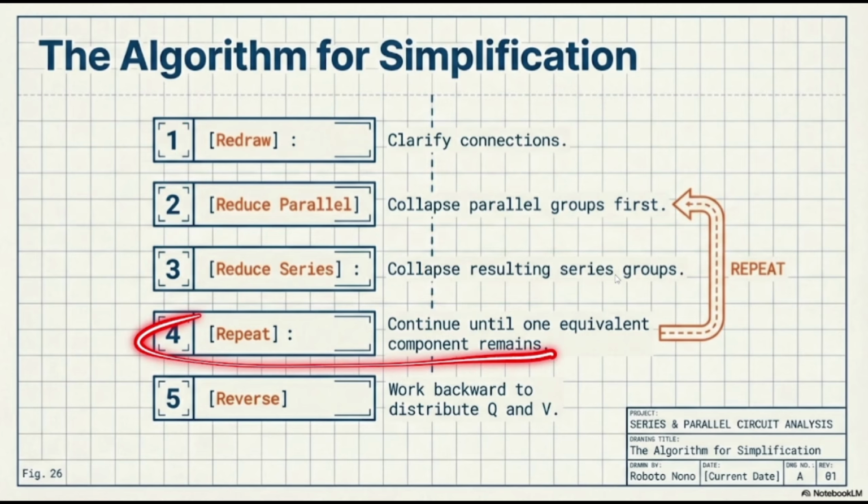Then try to do the hard work and reduce the series one. And after that, another step is going to be about repeating the factor. Try to continue this until one equivalent component remains. It means that you're only going to have one C. Then you obviously have to reverse. Work backward to distribute Q and V, because the C equal is not going to be the end of the question. Probably it's going to ask to find the Q and V for each of them.